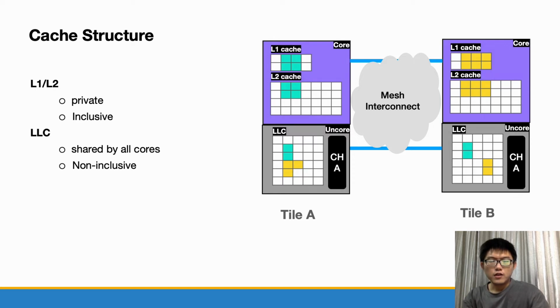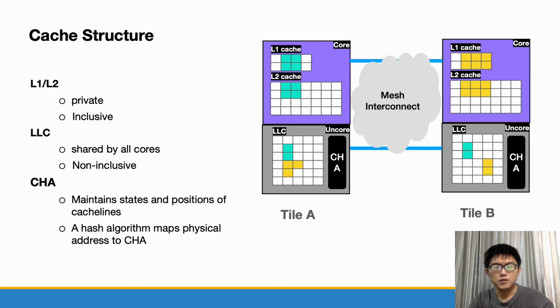In other words, all cache lines in L1 must occur in L2, but cache lines in L2 don't need to occur in LLC. As the picture shows, tile B's L2 cache contains 6 orange cache lines. However, there are 5 orange cache lines in all the LLC slices. The CHA of the anchor component is responsible for maintaining states and positions of cache lines in L2 and LLC cache. A hash algorithm maps one physical address to one CHA. More details could be found in our paper.